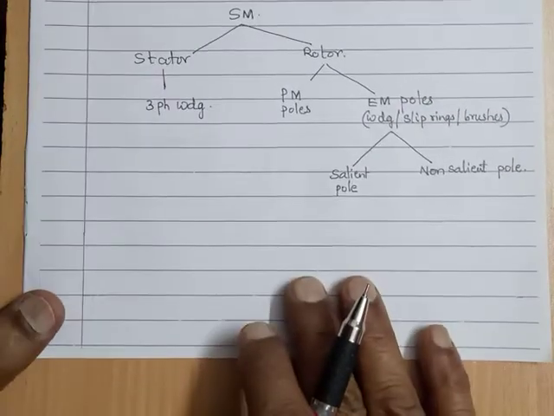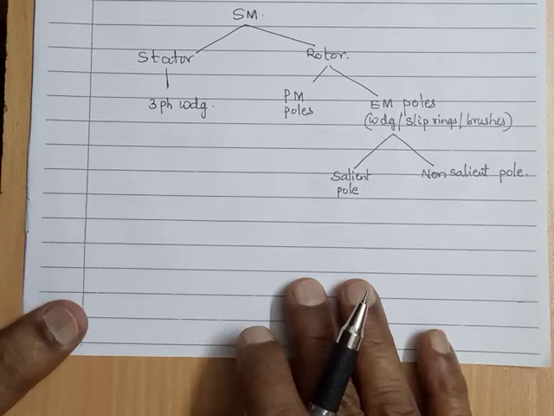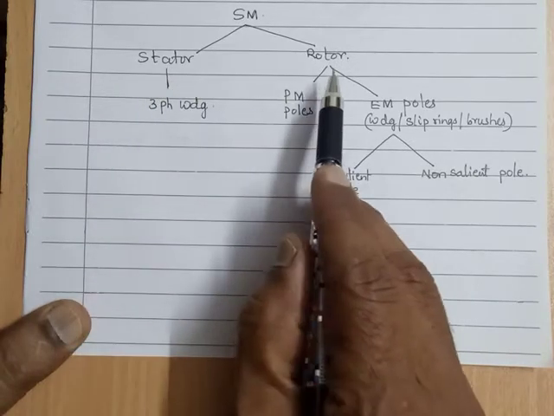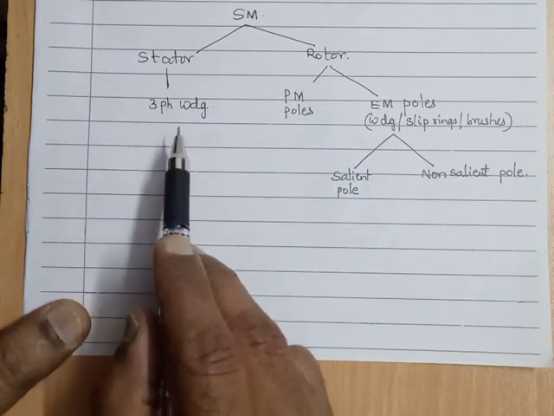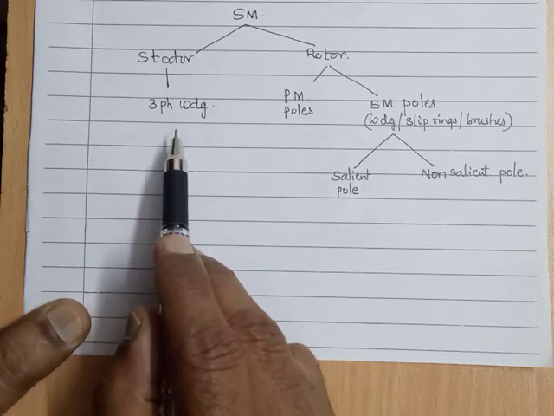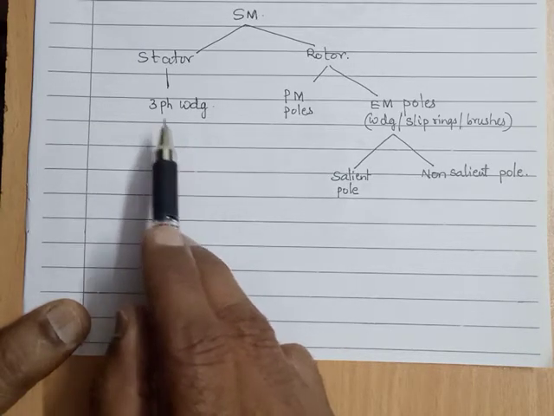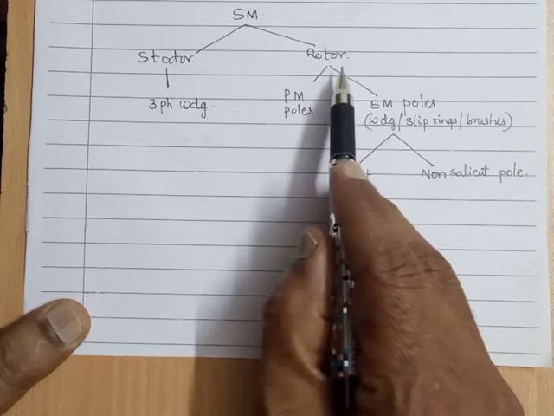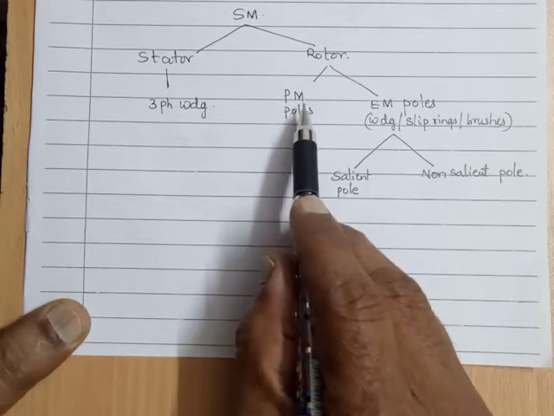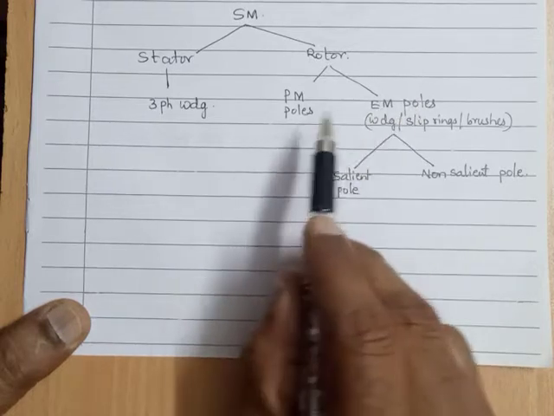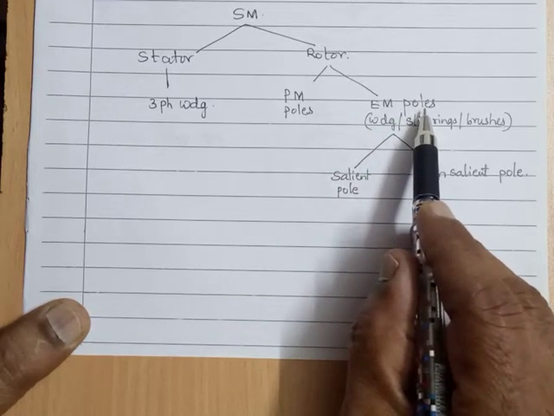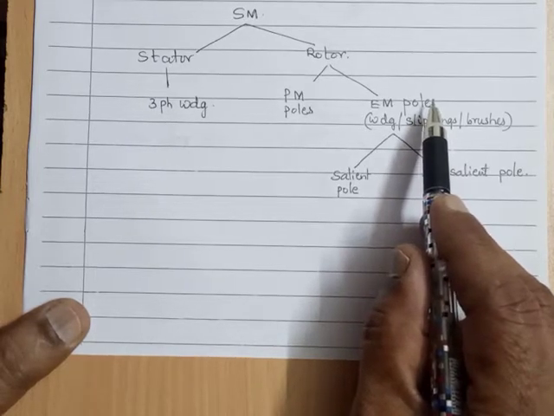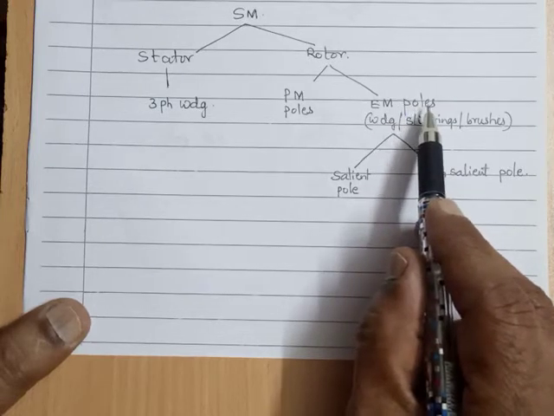Now look at this. The same thing I am putting in a little more elaborate way. The synchronous motor has two parts, stator and rotor. The stator has a three-phase winding corresponding to the three-phase supply. We give the three-phase supply to the stator, and corresponding to that, it is a three-phase winding. And the rotor consists of either permanent magnet poles or electromagnet poles. Electromagnet poles are created by having a winding and passing a current through it. We know how an electromagnet is realized.